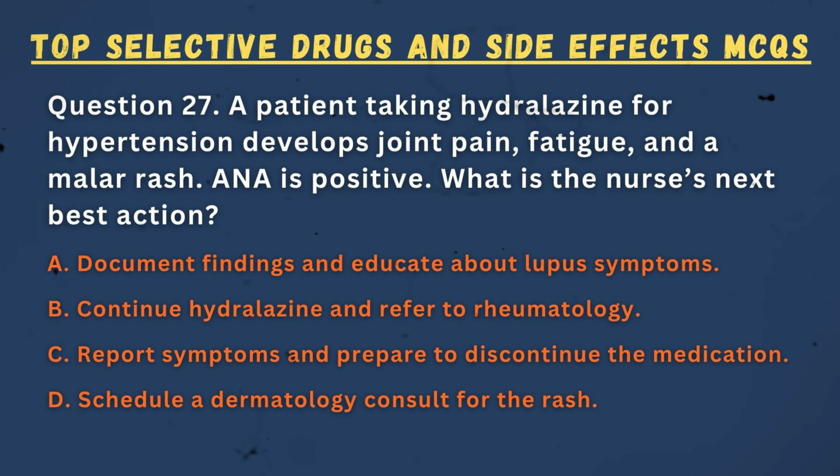Question 27. A patient taking hydralazine for hypertension develops joint pain, fatigue, and a malar rash. ANA is positive. What is the nurse's next best action? A. Document findings and educate about lupus symptoms. B. Continue hydralazine and refer to rheumatology. C. Report symptoms and prepare to discontinue the medication. D. Schedule a dermatology consult for the rash.